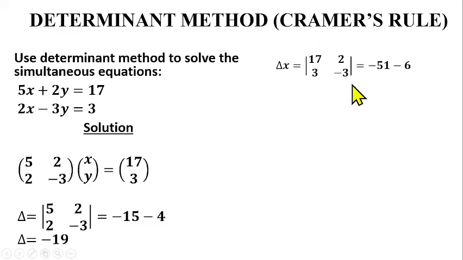Do we understand that? So if we cross multiply, minus 3 times 17 gives us minus 51, minus 2 times 3 gives us 6. Simplify that, that will give us minus 57, which is change in x. Then the last one you do is to find the change in y as well.